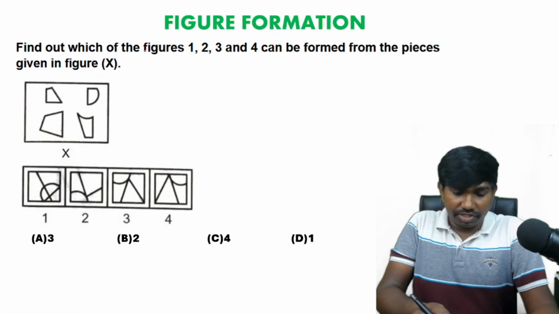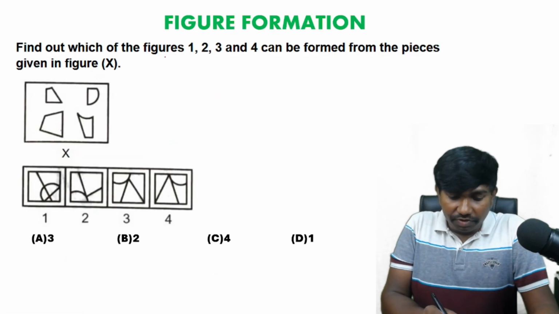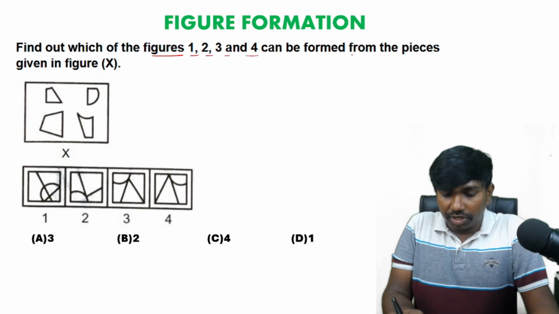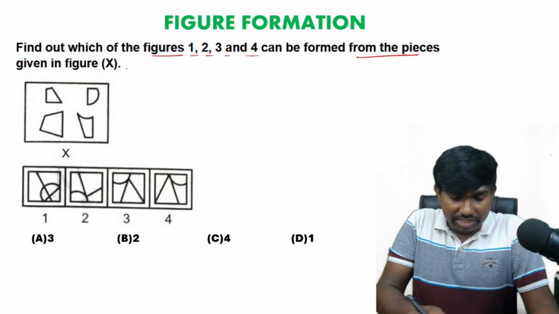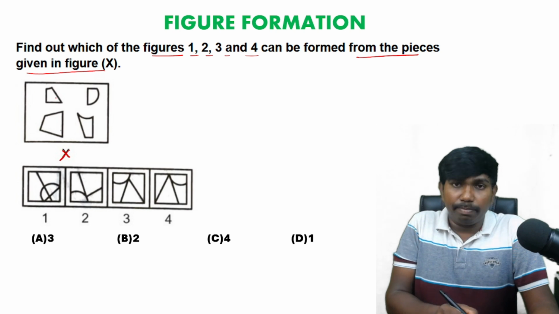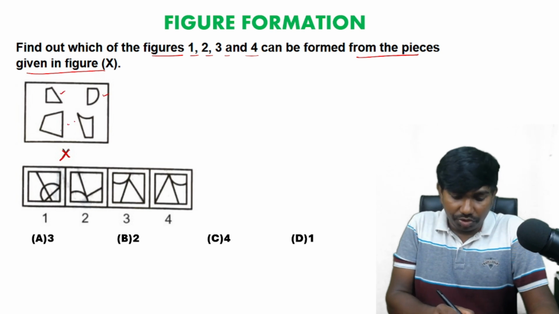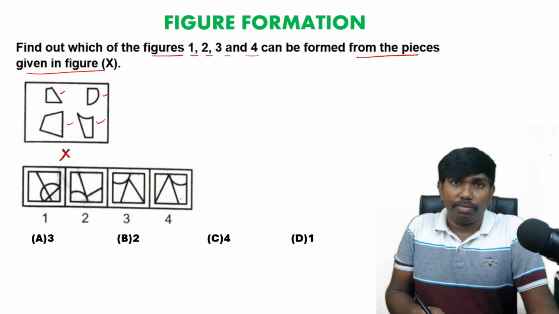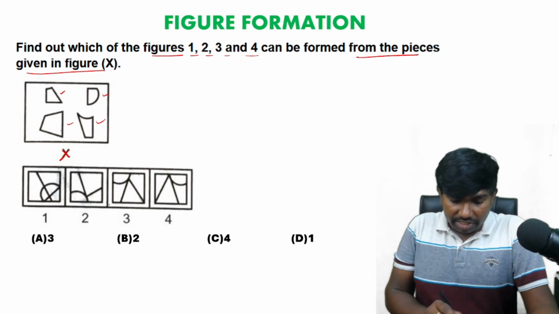See the first question. Find out which of the figures 1, 2, 3, 4 can be formed from the pieces of given figure X. Figure X is having some pieces, piece 1, 2, 3, 4. Using these 4 pieces, which of the following diagrams can you make? And as I have mentioned, we have to eliminate the options.